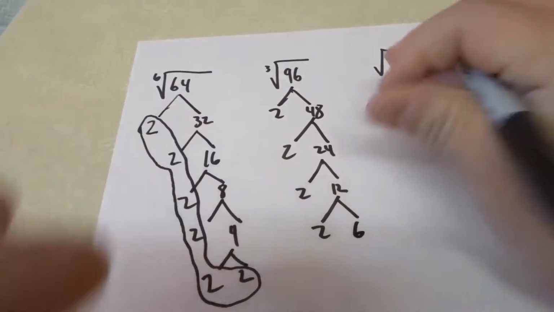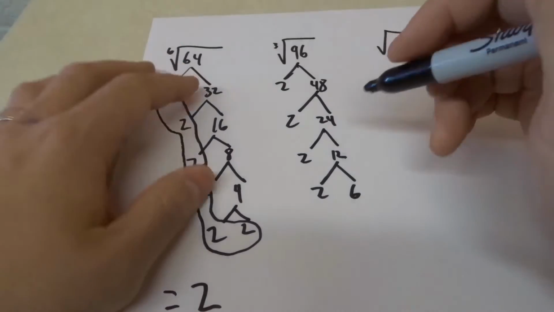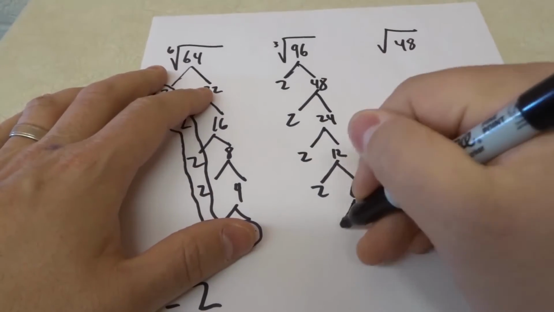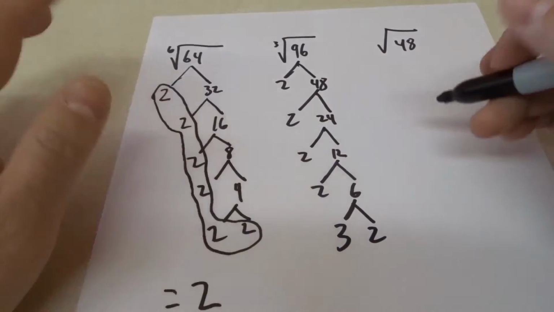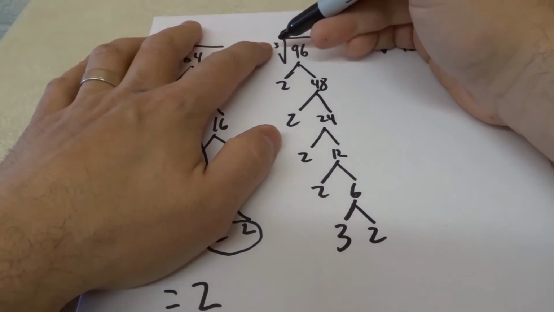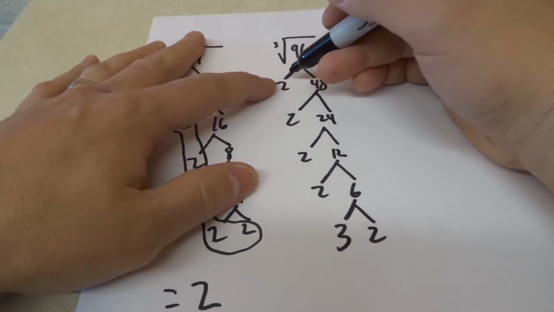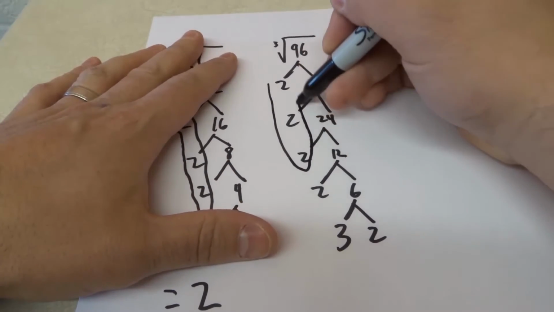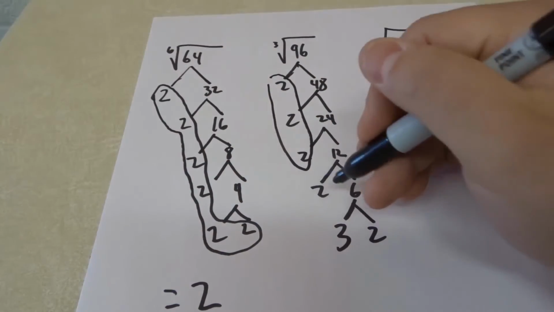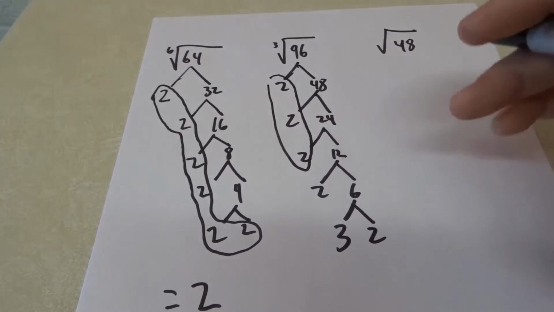Continuing down, we have 2 times 6. This is pretty much the easiest way to do it. And then over here, we have 3 times 2. These are both prime numbers over here, so we stop there. Now we're looking for groups of 3 of the same number. Looking at the number 2, we have 1, 2, 3 of them right there. And then we only have 2 2s and a 3 left over. There's no more groups of 3.